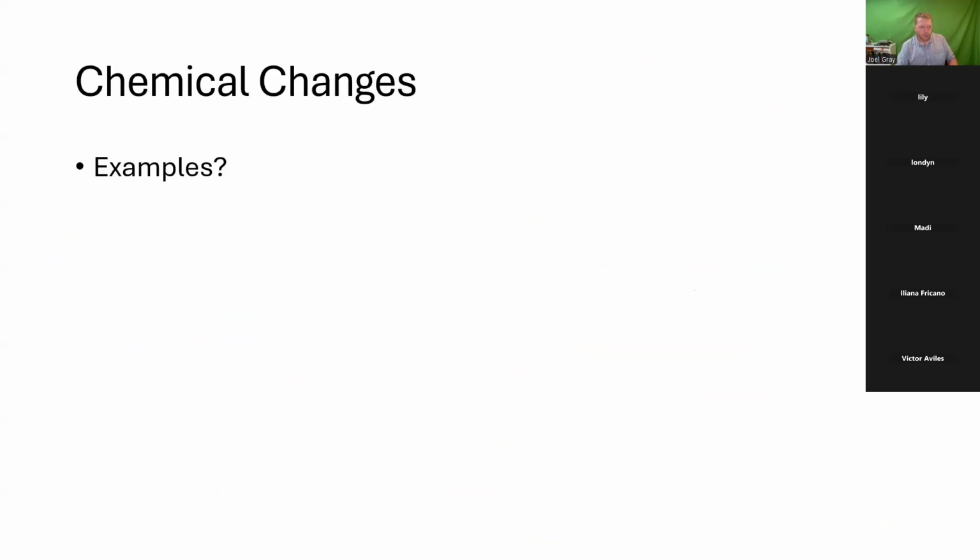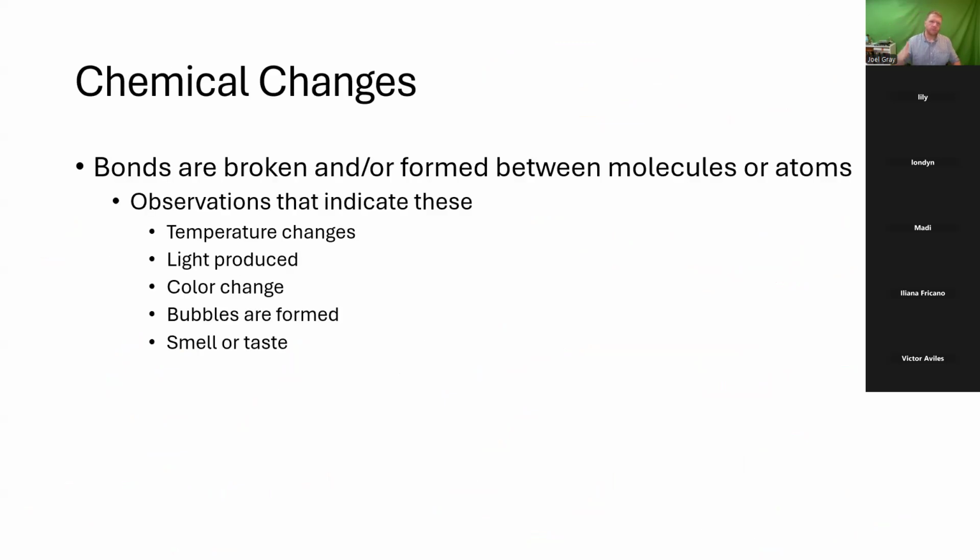Okay. Now, chemical changes. In a chemical change, bonds are broken and or formed between molecules or atoms. So in a chemical change, that's something where like milk curdles. Other indicators of a chemical change, well, it might change color.